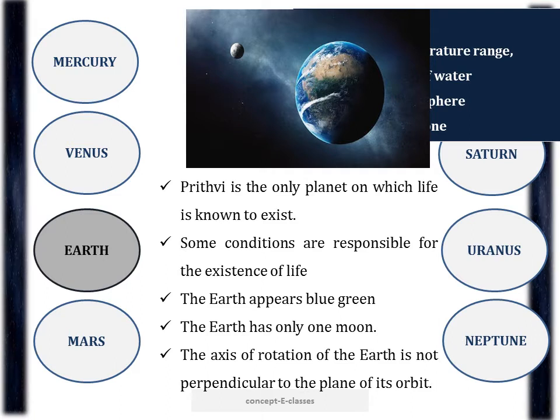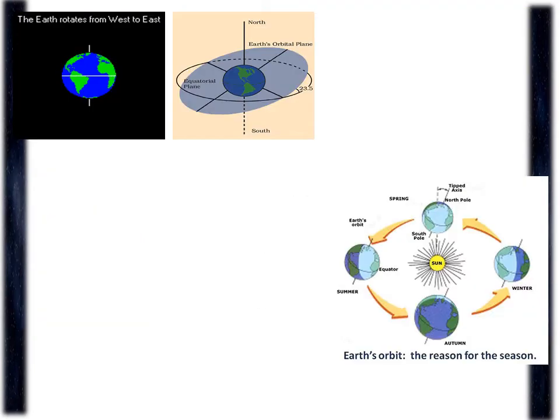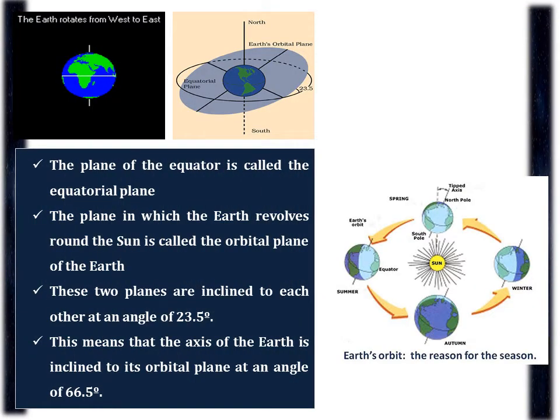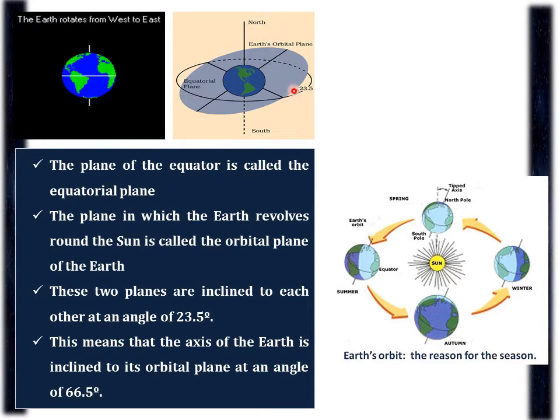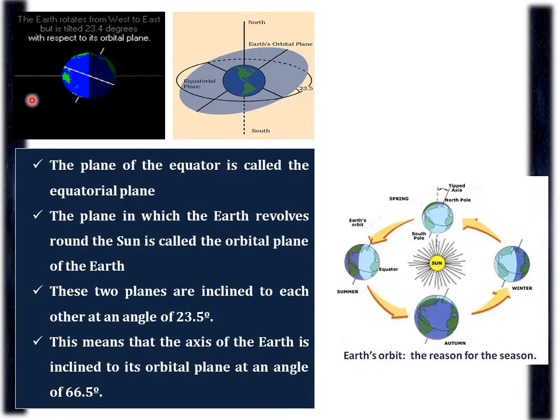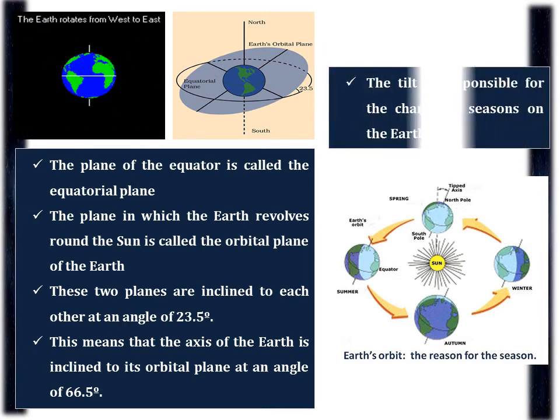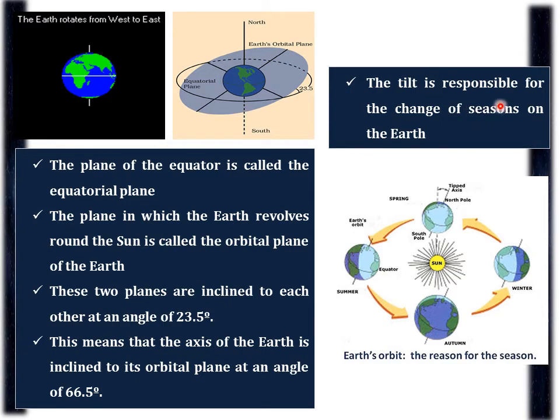Now the axis of rotation of the Earth is not perpendicular to the plane of its orbit. Now we have already studied about the equator, and the plane of the equator is called the equatorial plane, and the plane in which the Earth revolves around the Sun is called the orbital plane. Now these two planes are inclined to each other at an angle of 23.5 degrees. This means that the axis of Earth is inclined to its orbital plane at an angle of 66.5 degrees. Now this tilt is responsible for the change of seasons on the Earth.